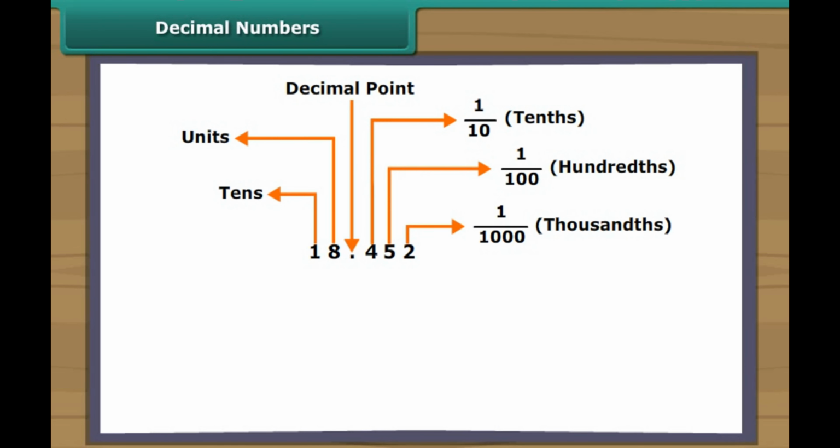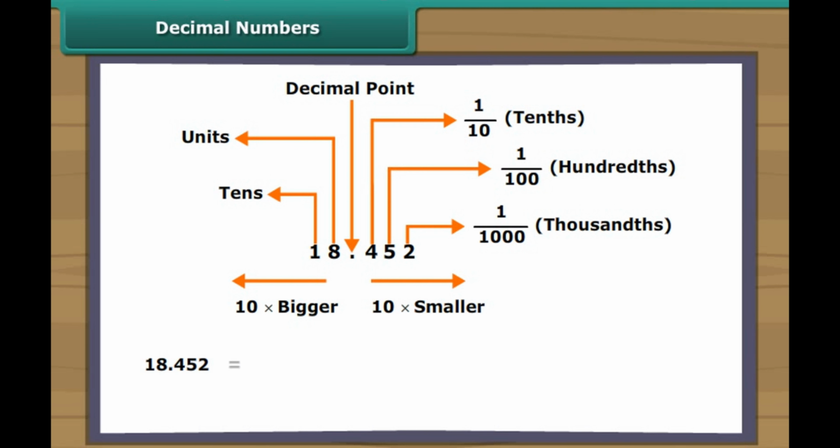Decimal numbers. Friends, look at this number having a decimal point. As we move further left of this number, every number place gets 10 times bigger. As we move further right, every number place gets 10 times smaller.